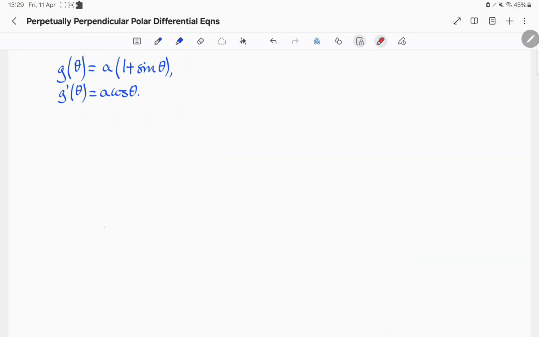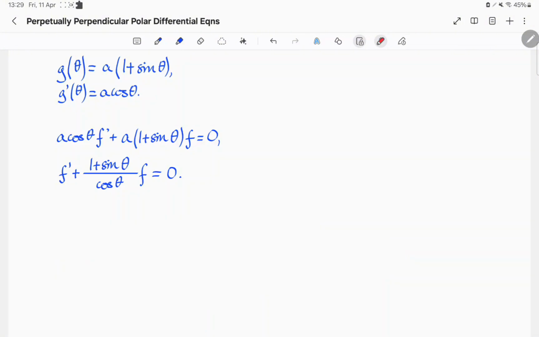Here we will set g of theta to be a of 1 plus sine theta, and therefore we have that g prime is equal to a cosine theta. We will now substitute g and g prime into the equation found just before to get a cosine theta of f prime plus a 1 plus sine theta of f is equal to 0, and we will rearrange this to have f prime plus 1 plus sine theta over cosine theta of f is equal to 0.